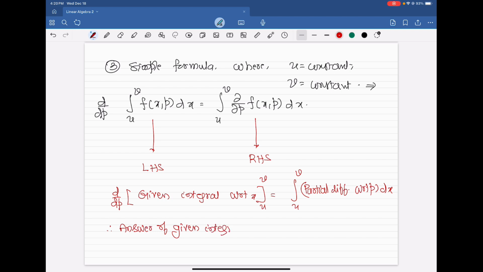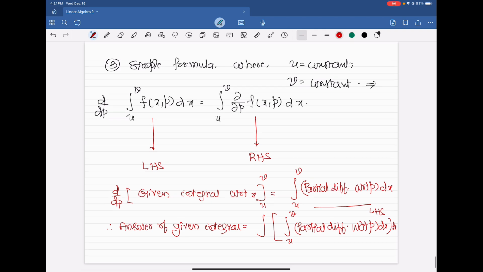Please see the beauty. Integral of, this is left hand side, integral of uv partial differentiation with respect to p dx. You just see.